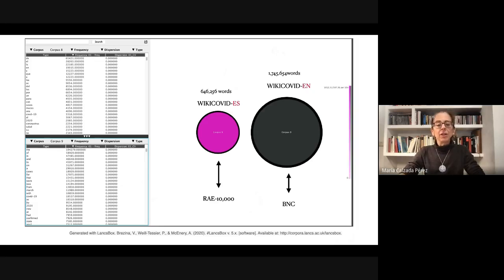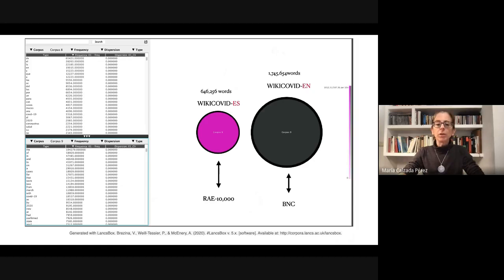So what I have done is I have compiled two corpora. The first corpus is WikiCovid ES. And there you have all articles that have been classified by Wikipedia Spain as COVID-19 related. So in WikiCovid ES, we have 646,256 words.